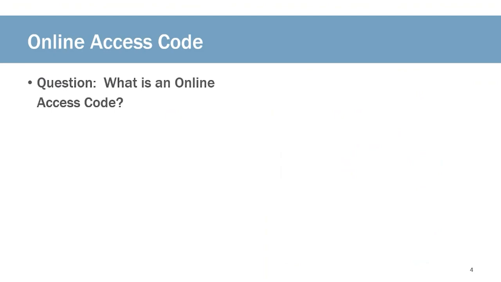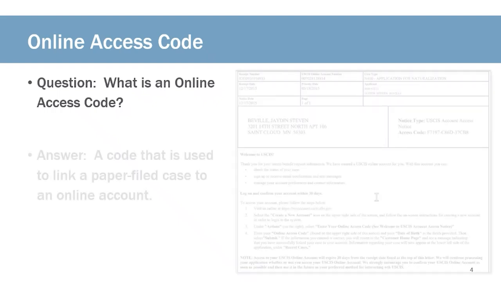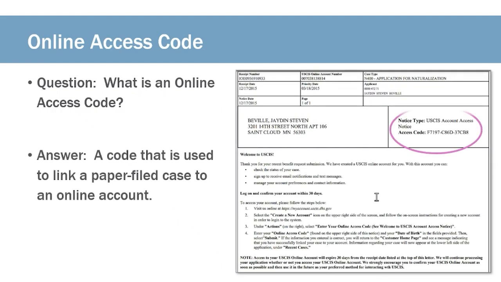So let's start off with a question for Quinn. Quinn, I know that using the online access code is going to be important in this presentation. So I think it would first be important, could you explain to us what the online access code is? I sure can, and thank you, Leah, for the introduction. An online access code is used to link a paper filed case to an online account. There are some things to remember that affect how it can be used. I'll go over how to use an online access code for both individual and legal representative accounts.